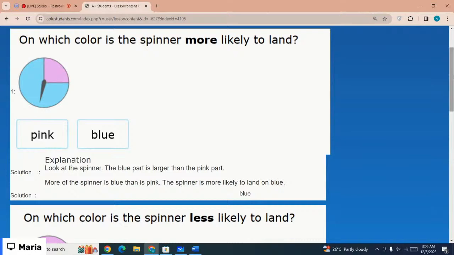So that means if the larger portion is blue, there is more chance that the spinner will land on blue, because most of the portion is blue. So more likely to land means the option that has more portion on the spinner will land more likely on that one.